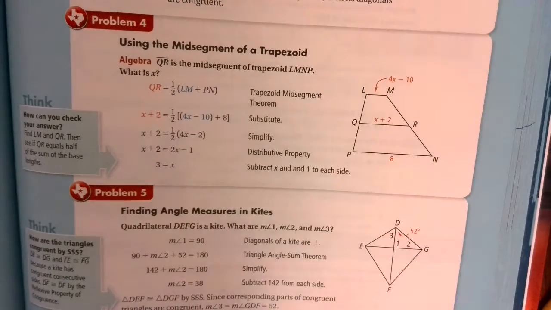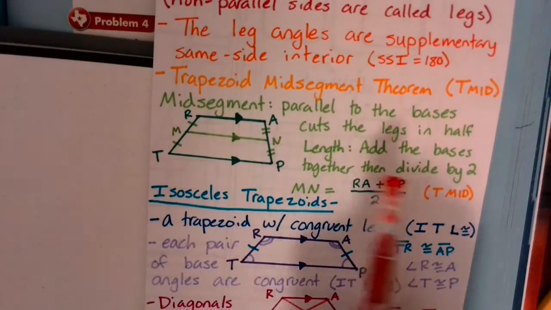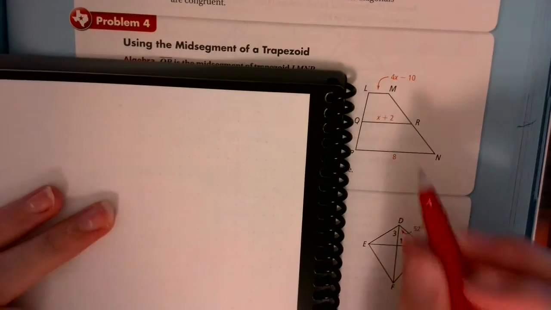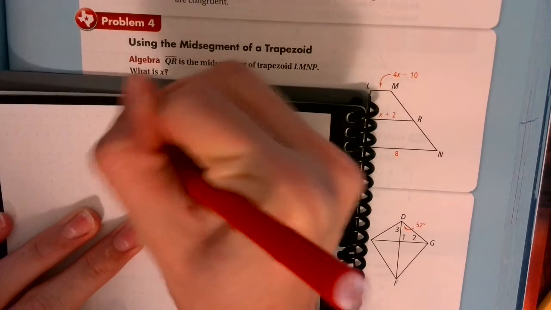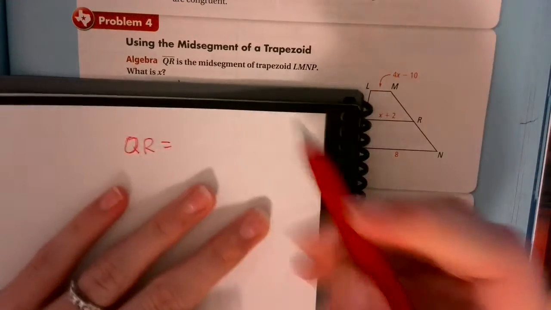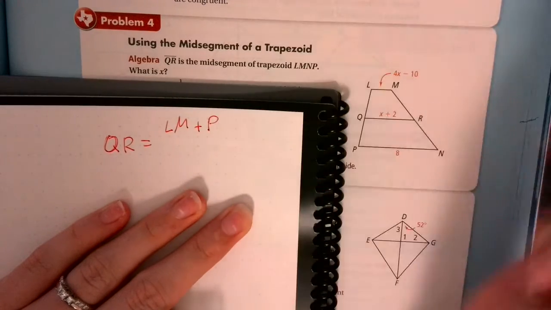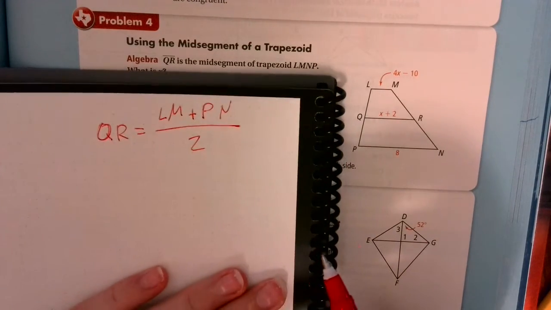The next type of problem is using the mid-segment of a trapezoid. Now this one's a little bit more difficult, okay? So we see here that we have a mid-segment, and we know our mid-segment formula. We add up the two parallel sides and divide by 2. So I know that my mid-segment, QR, and I can even just write it like this, QR equals, if I add up LM plus PN, divided by 2.